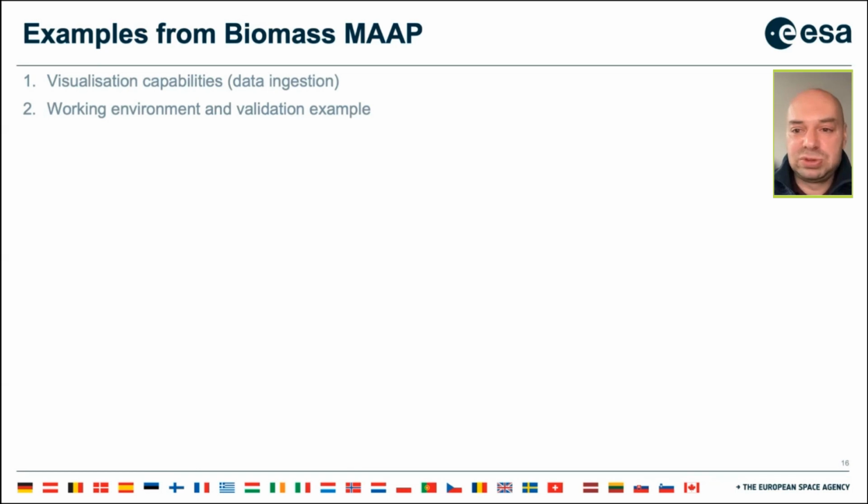But now I will show you some examples from the pilot of the Biomass map built in collaboration with NASA. And they are more advanced than us, of course, because of several programmatic aspects. The mission development started earlier, so they are quite advanced, but this is only an advantage for Flex because a lot of the elements that have been produced for the map of Biomass can be reutilized for the Flex collaborative platform. So I will show a few examples on visualization capabilities, mainly on data ingestion, and a bit on working environment and validation.